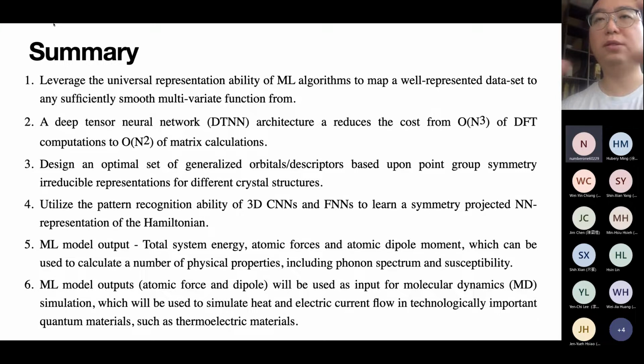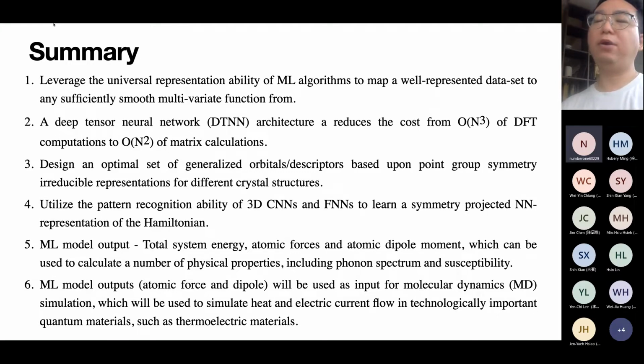And to do this, we have to optimize our input descriptors. So here we have proposed point group symmetry based descriptors. The architecture of the model that we use has feed-forward neural networks, which have this universal representation ability, and the other leg of the architecture is convolution neural networks, which are very good at capturing spatial correlations. At the end of the day, what we want to predict is system energy, atomic force, and dipole moment, and then you can use this to calculate more properties such as phonon spectrum, electric susceptibility, and so on and so forth.